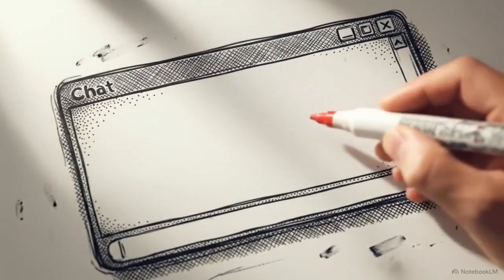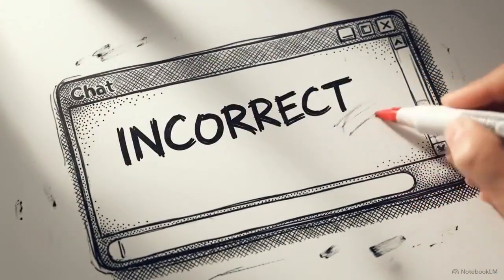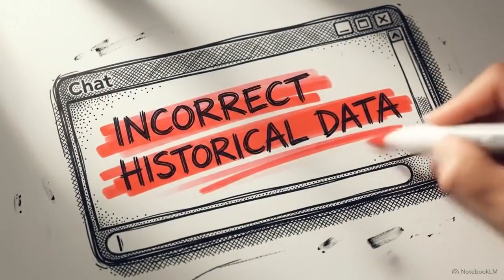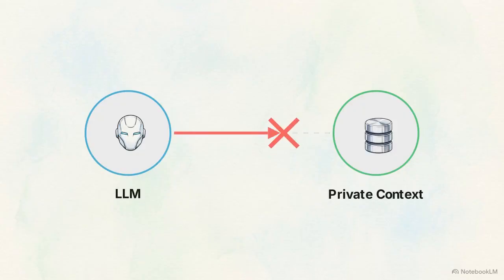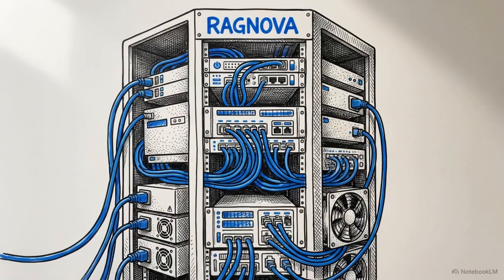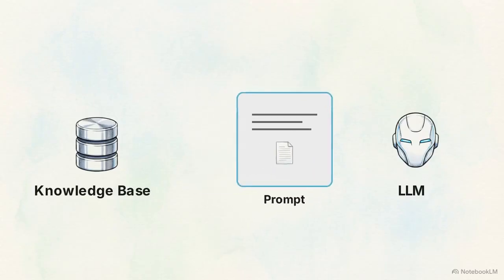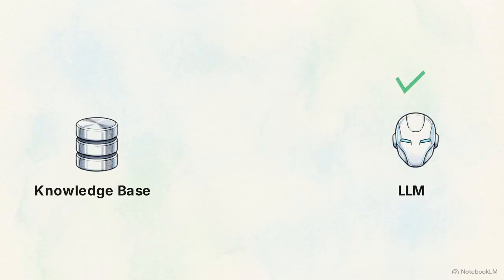Raw large language models hallucinate. Hallucination is a phenomenon where an AI generates false or illogical information presented as fact, primarily because it lacks access to private, verifiable context. RAG-Nova is a production-ready software pipeline engineered specifically to solve this context deficit using Retrieval-Augmented Generation. RAG is an architecture that fetches external data and dynamically injects it into an LLM's prompt, forcing the model to read facts rather than guess them.